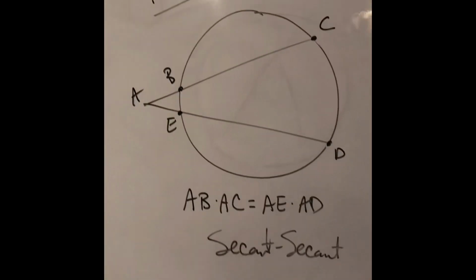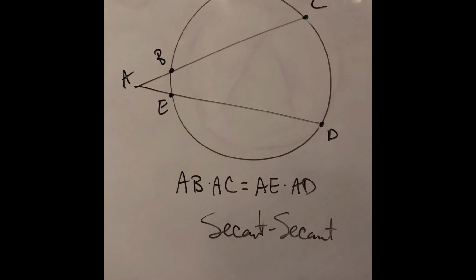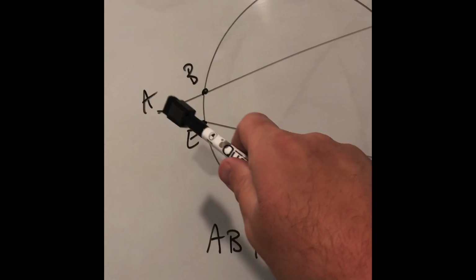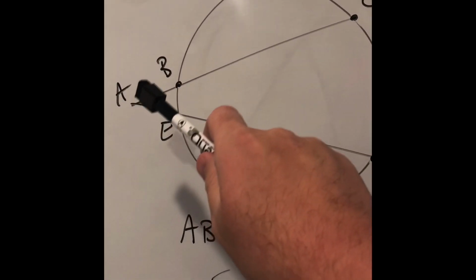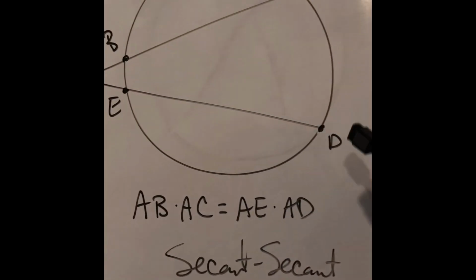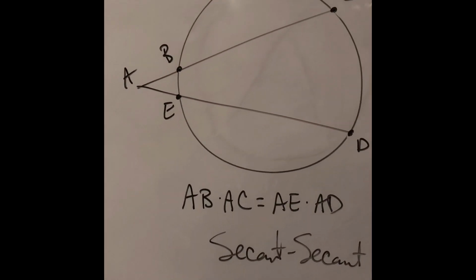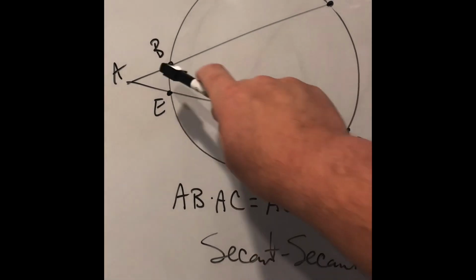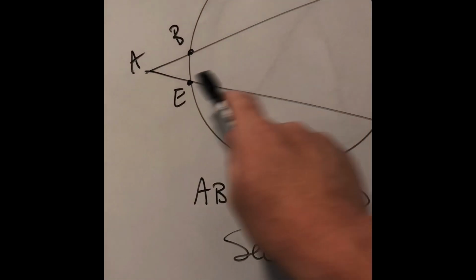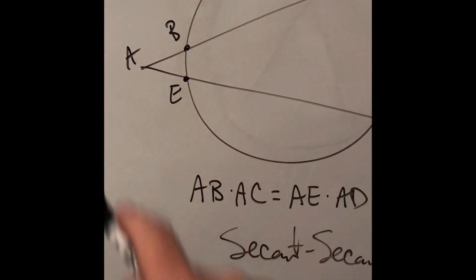Next, theorem 1.5. What happens when you have two secants? With the secants, if you notice this secant over here, it's broken down into two parts. You have an AB and a BC, and then this one is an AE and ED. What happens is we're actually going to multiply the outside part AB times the whole segment AC.